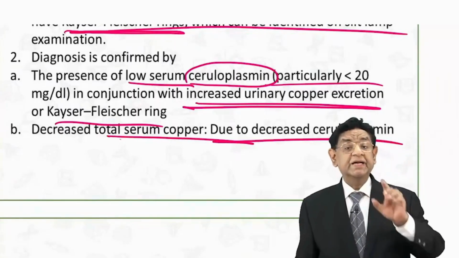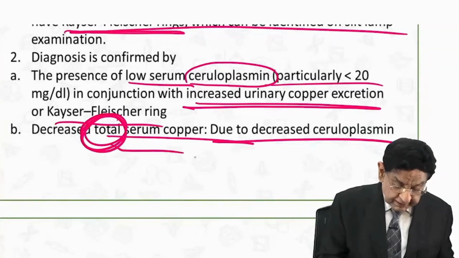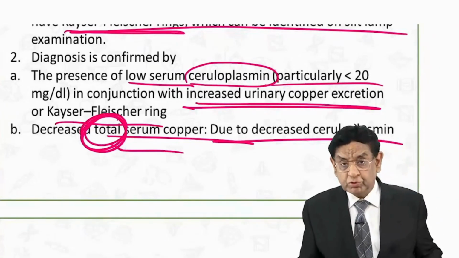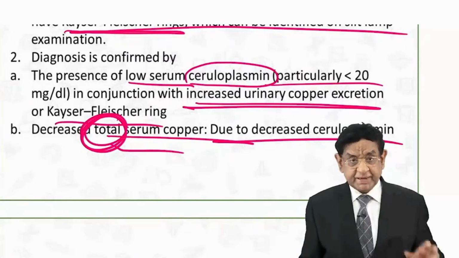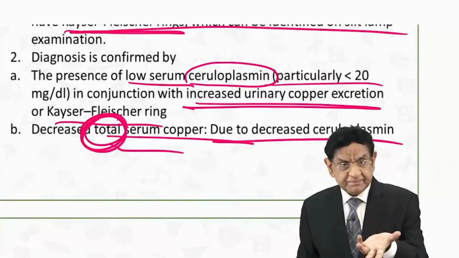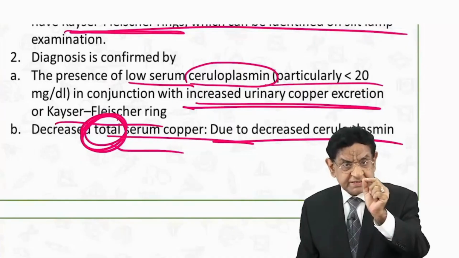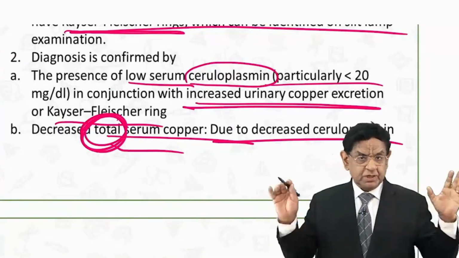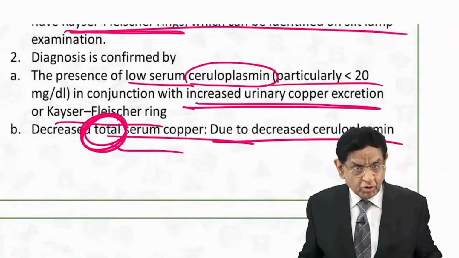Why? Total, point to be noted, total. In due course of time, total copper will get reduced in the body because there is no ceruloplasmin being made. But at any given time, the free serum copper level and urinary copper excretion are increased. But total copper includes the bound form of copper also.